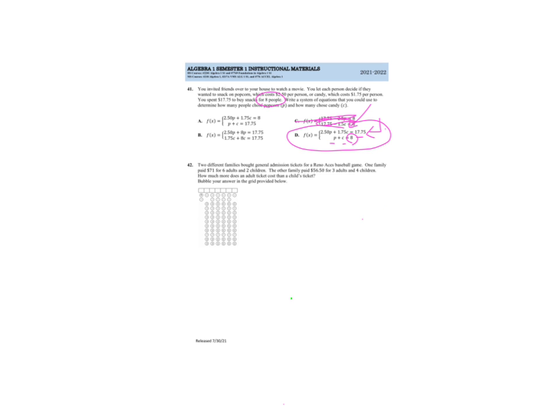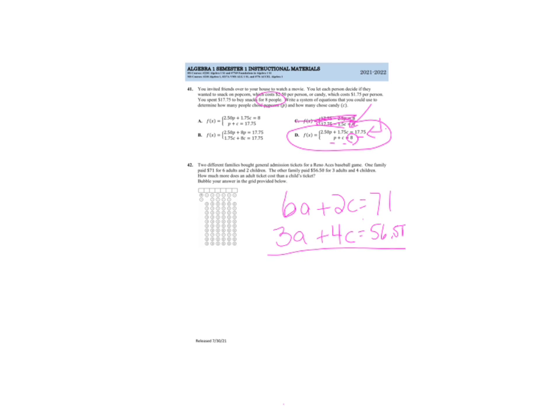Okay. So, 2 different families bought general admission tickets to the Aces game. One family paid $71 for 6 adults and 2 children. The other family paid for 3 adults and 4 children, and they paid $56.50. So, I have lots of ways I can do this. I'm going to go ahead and solve this as a system that we know how to do with elimination, just in case you want to do that your way.